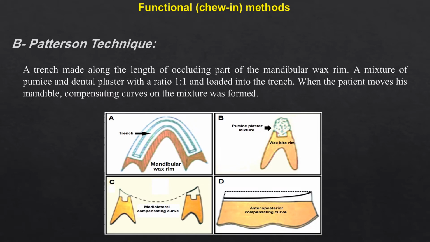B. Patterson technique. In this method, a trench is made along the length of the occluding part of the mandibular wax rim. A mixture of pumice and dental plaster with a ratio of 1:1 is loaded into the trench. When the patient moves his mandible, compensating curves are formed on the mixture due to the decreased height of the mixture. The patient is asked to continue this movement until a predetermined vertical dimension is obtained. Finally, the patient is asked to retrude his jaw and the occlusal rim is fixed with metal staples.